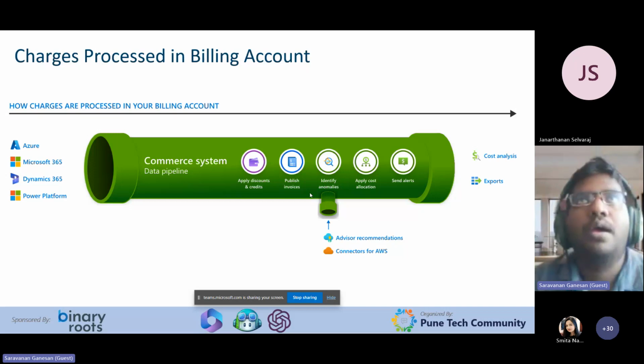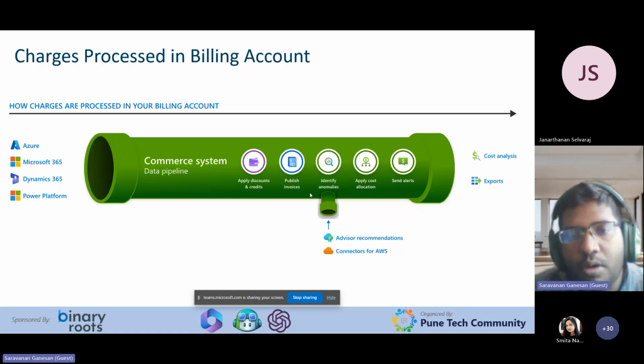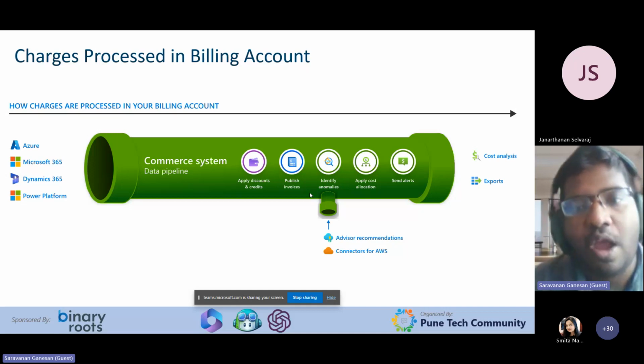For example, in our Azure ecosystem, we can use connectors for AWS services as well in some particular projects. Those things will be considered as anomalies for our billing calculations. So once this is done and after identifying the anomalies, the data will be going for the cost allocation part.